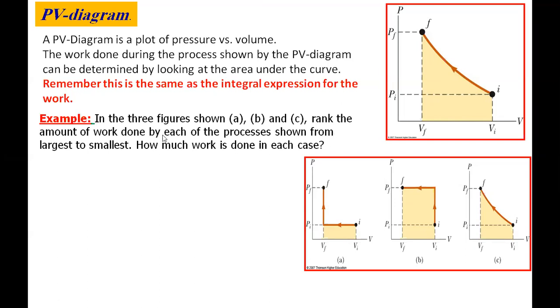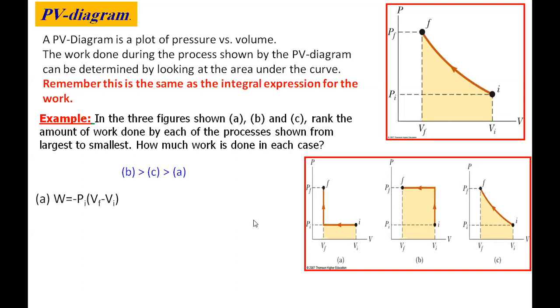Okay, example: in three figures, this is A, this is B, this is C. Rank the amount of work done by each process shown from largest to smallest. How much work is done in each case? We know that the work is the area under the curve. So if we look, B is greater than C, which is greater than A.